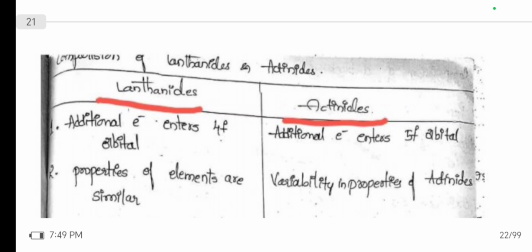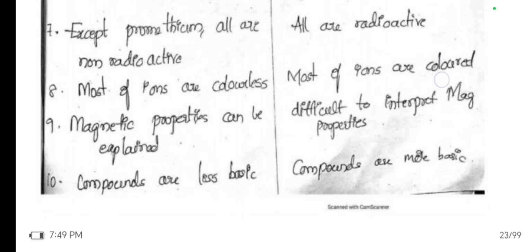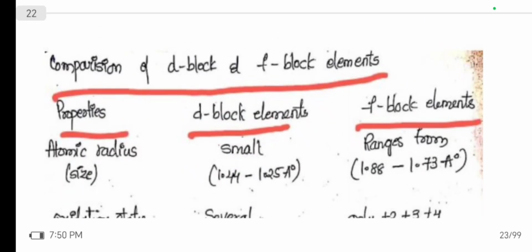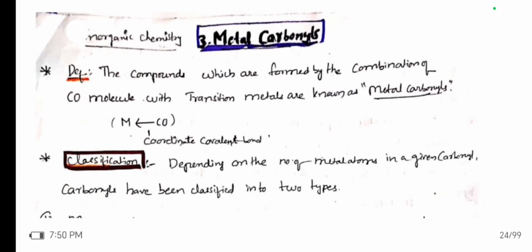Next, the difference between lanthanides and actinides. Lanthanide means 4f, actinide means 5f. There are some differences. You can read this question easily. Next, differences between D block elements and F block elements. Okay, there are differences. You can read that one. Next lesson is metal carbonyls.